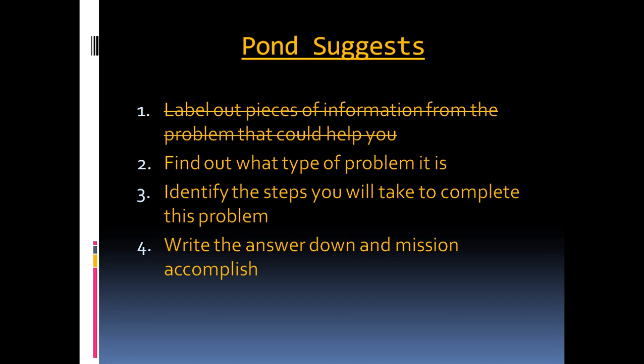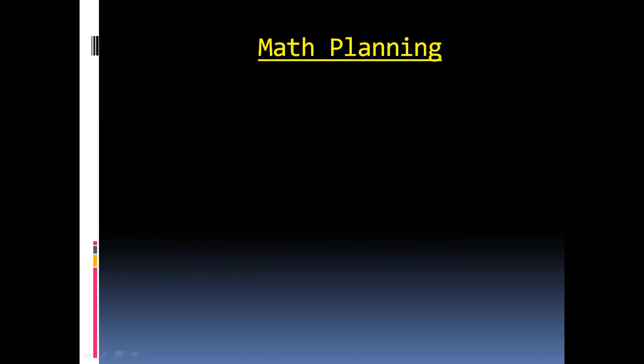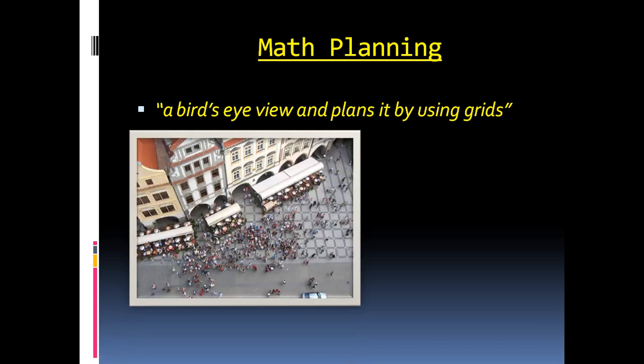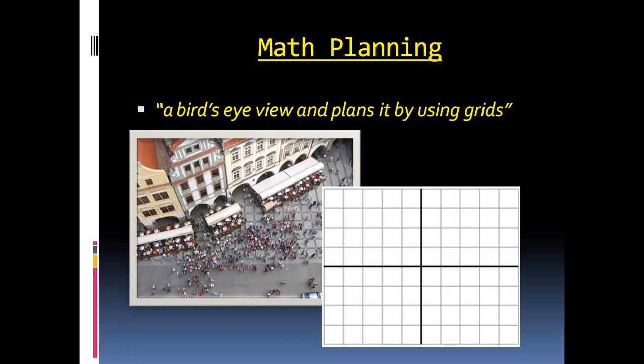So we just finished labeling out the pieces of information. Now we need to use the pieces of information we found for step 2, which is finding out what type of problem it is. So here's a piece of information. A bird's eye view and plans it by using a grid. This is a bird's eye view. And this is a grid. So is this problem going to be using a grid? I think so.